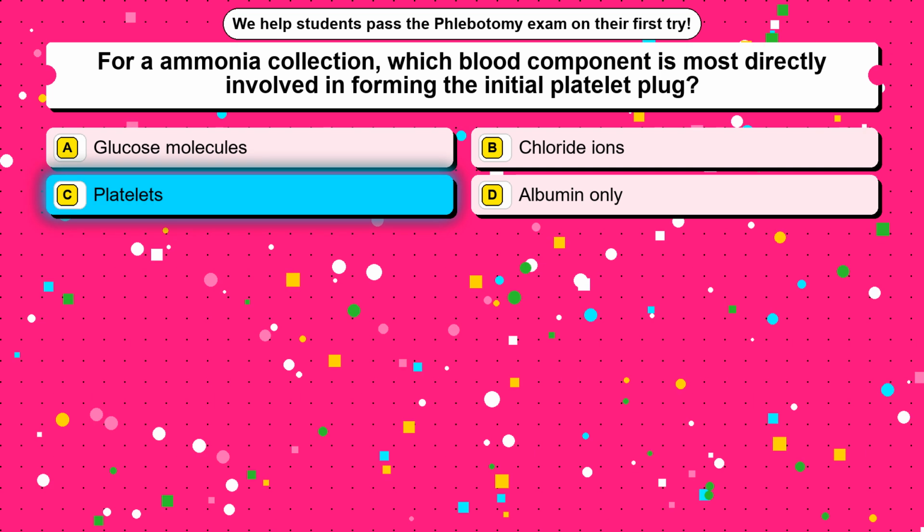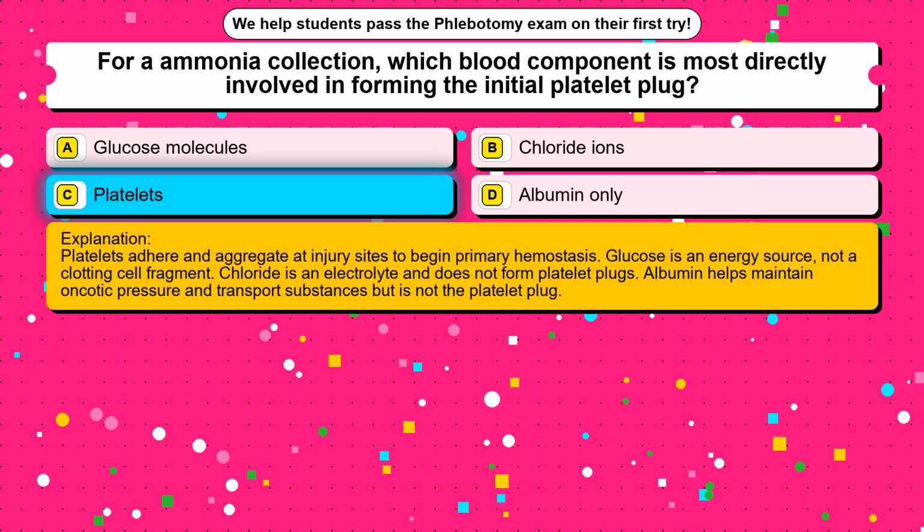The correct answer is option C. Platelets. Platelets adhere and aggregate at injury sites to begin primary hemostasis. Glucose is an energy source, not a clotting cell fragment. Chloride is an electrolyte and does not form platelet plugs. Albumin helps maintain oncotic pressure and transport substances but is not the platelet plug.